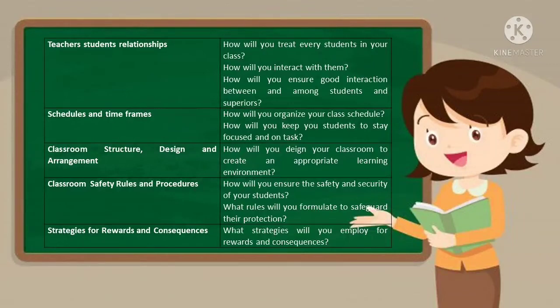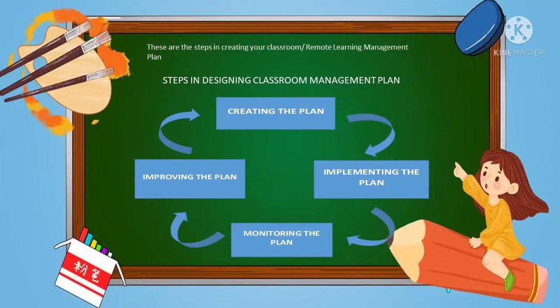The next is classroom safety rules and procedures. And their guide question is, how will you ensure the safety and security of your students? And what rules will you formulate to safeguard their protection? And lastly, the strategies for rewards and consequences. What strategies will you employ for rewards and consequences? These are the components in creating your classroom remote learning management plan.